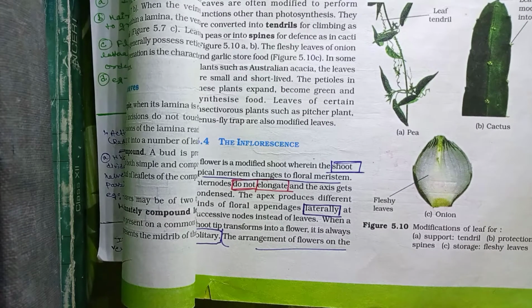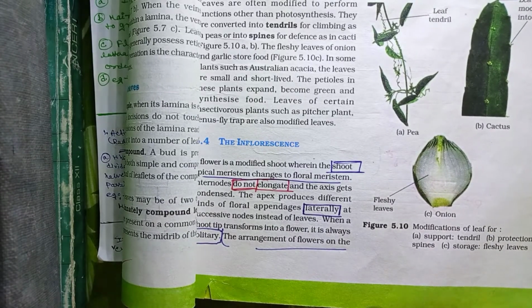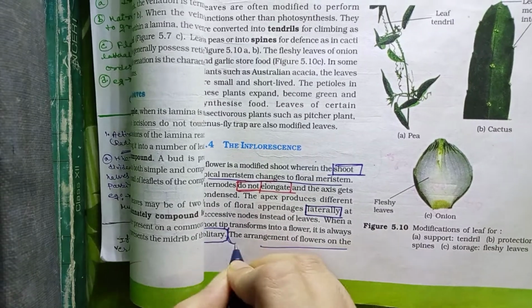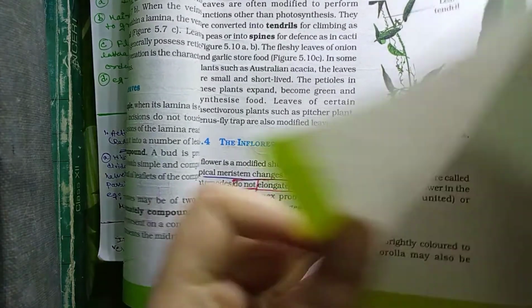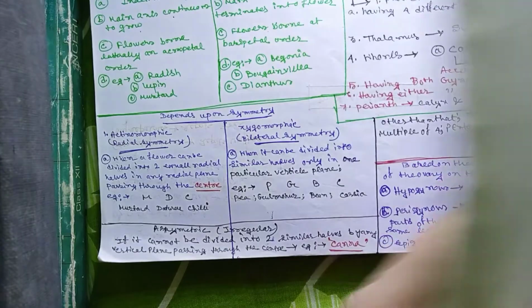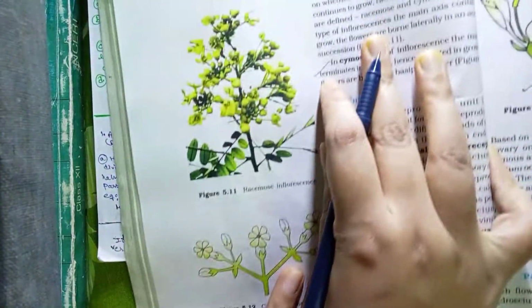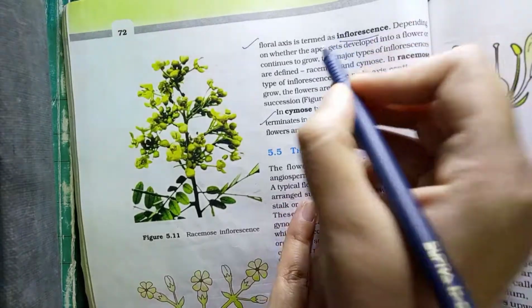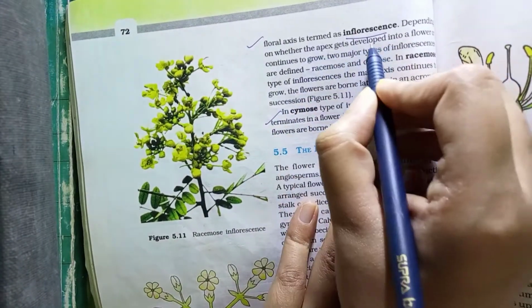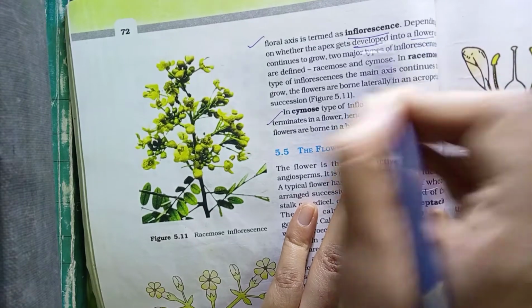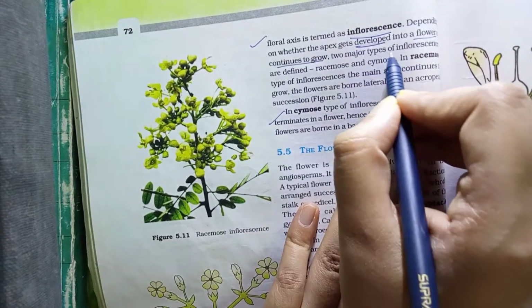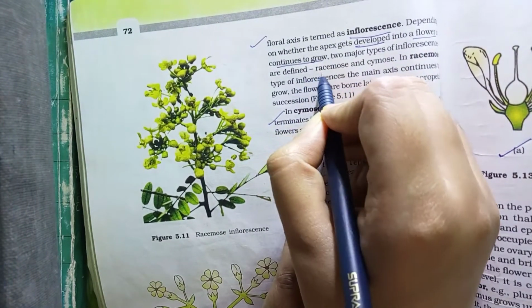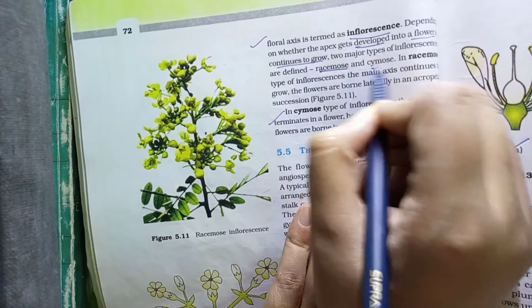Now, firstly, we discuss from NCERT itself. What is inflorescence? The arrangement of flowers on the axis is called inflorescence. Depending on whether the apex gets developed into a flower or continues to grow, two major types of inflorescence are defined, which are racemose and cymose.